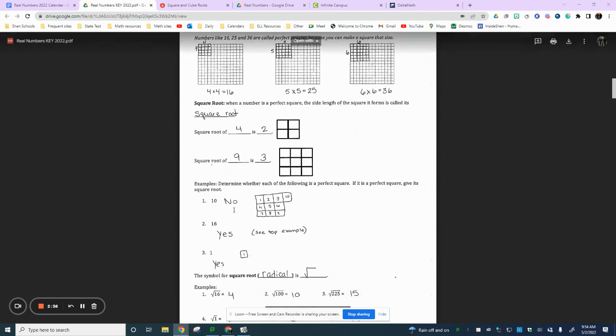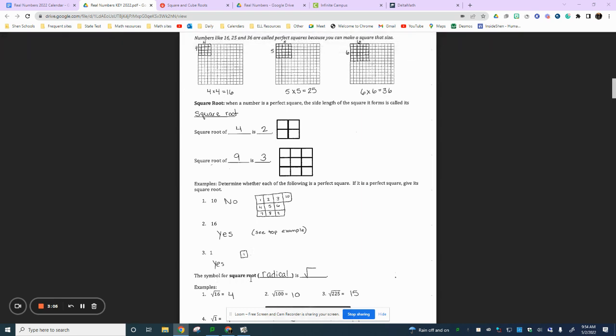Number 1 is no, because, again, the number 10, if we have 10 squares, we cannot put that into a perfect square, right? Even if it was 5 here and 5 there, that would be a rectangle, not a square. 16 is yes, and we have this example here. 16 would be a 4 by 4 square, so yes. And then 1 is 1 unit, so therefore it is.